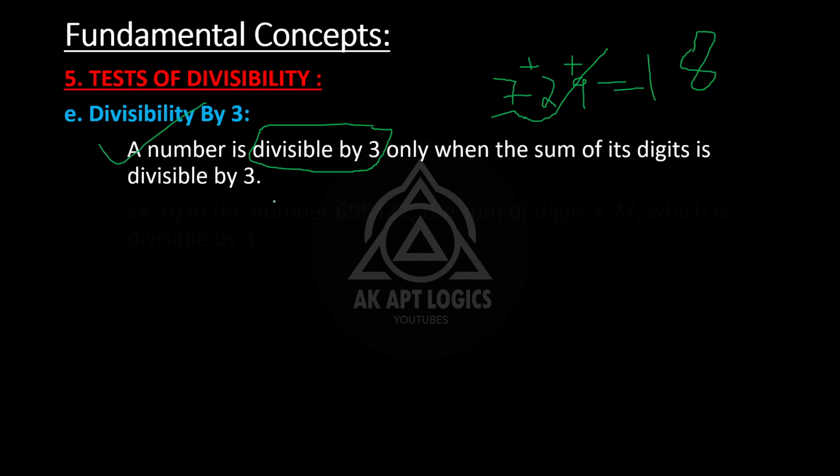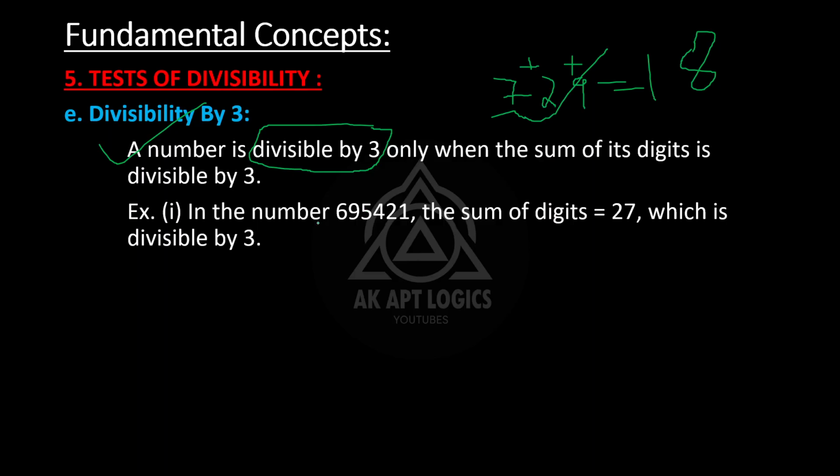Okay, let's see an example. In the number 695432, we will add these digits. 2 plus 3, 5... 2 plus 1, 3. 3 plus 4, 7. 7 plus 5, 12. 12 plus 9, 21. 21 plus 6, which is 27. If you are really confused, you also can add this.